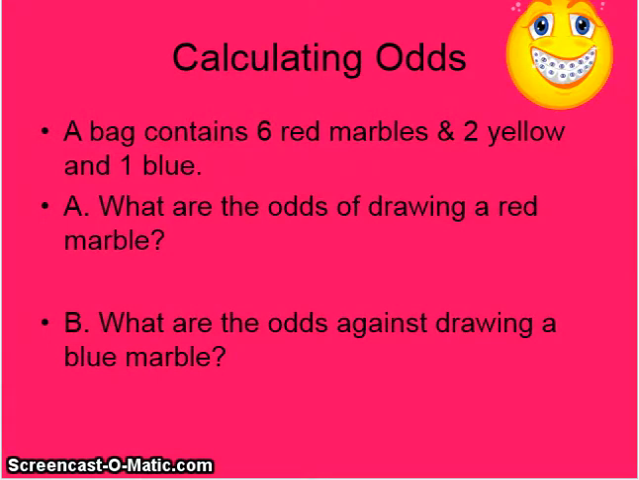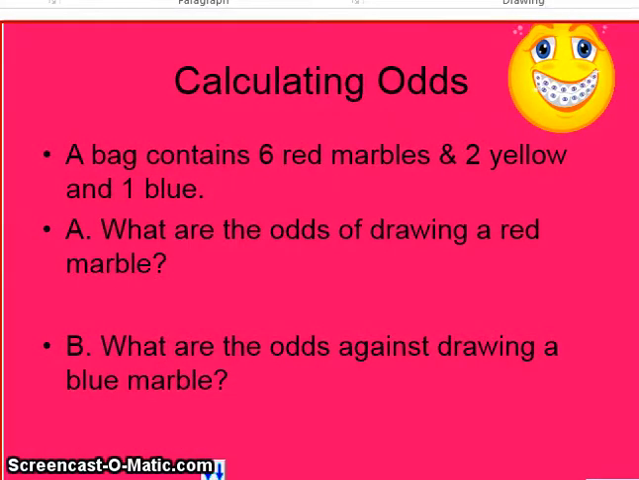In this example, which needs to be in your notebook, we're going to calculate odds. A bag contains 6 red marbles, 2 yellow, and 1 blue. First, we need to know what are the odds of drawing a red marble. Now, odds means we're comparing favorable to unfavorable, and in this case, our favorable event is drawing a red marble.